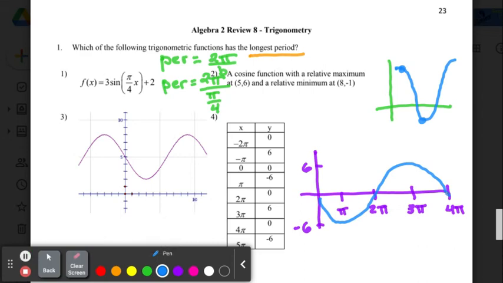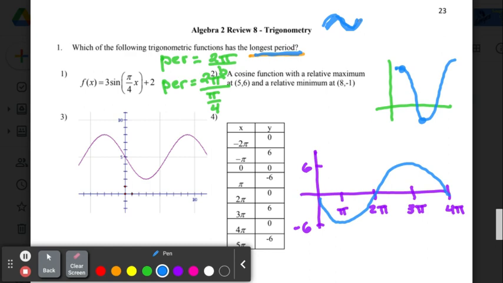Welcome back. This is review number 8. We're doing trigonometry today. Question number 1 says, which of the following trig functions has the longest period? Now, period is the time it takes for you to make one complete cycle of your trig function.